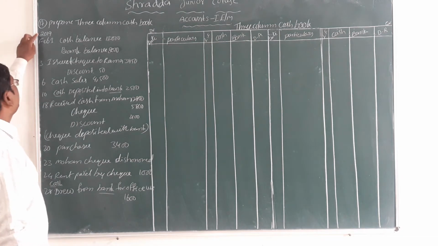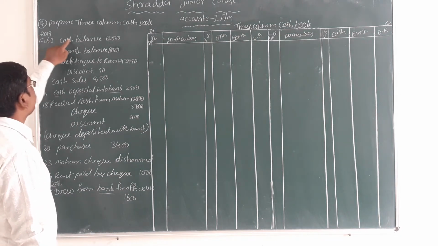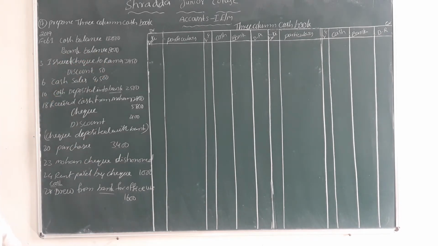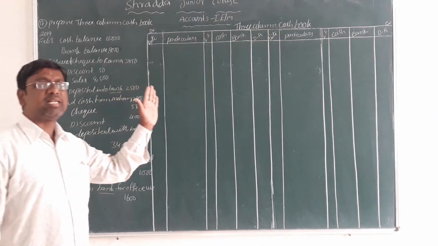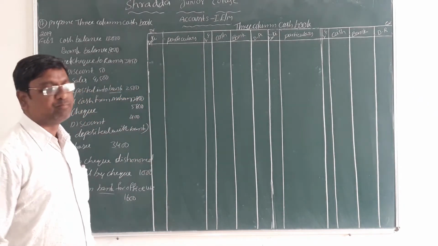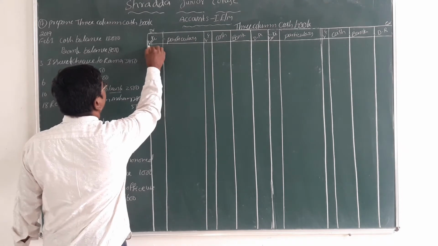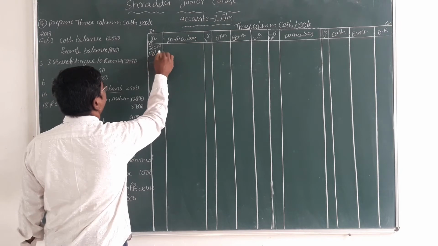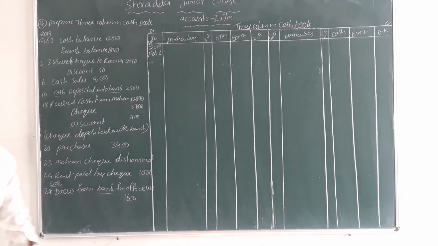So what is given here? 2019 February 1st, cash balance 12,000, bank balance 8,000. Cash balance 12,000 rupees and bank balance 8,000 rupees are given. Both are opening balances, cash opening balance and bank opening balance. That's why we take 2019 February 1st, given here.